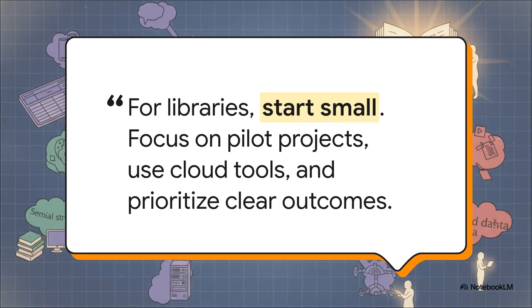So, what's the takeaway? The absolute best advice is this. Don't try to boil the ocean. Start small. Find one specific problem you want to solve. Maybe it's just understanding your ebook usage better. Run a small pilot project, use some of those accessible cloud tools, and make sure you have crystal clear ethical privacy rules right from day one. Focus on getting a clear win to show the value and build from there.